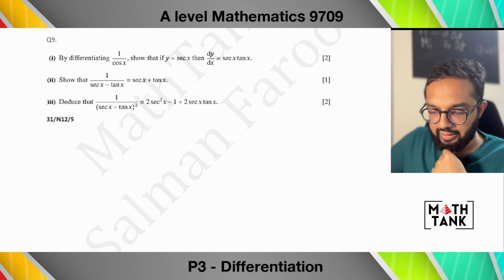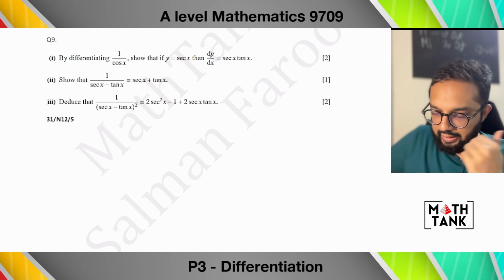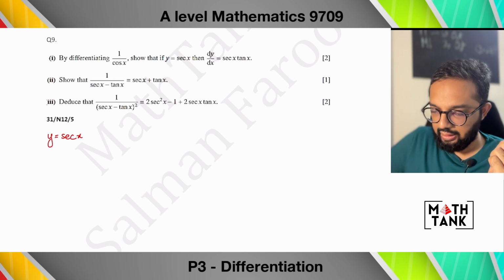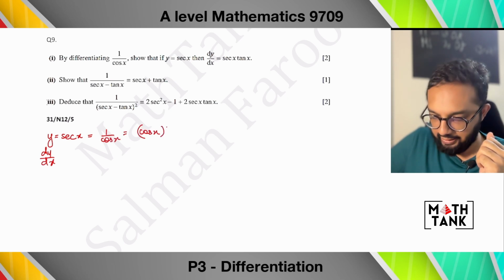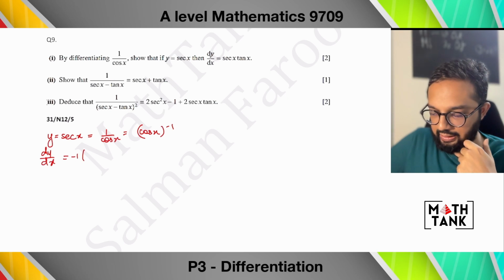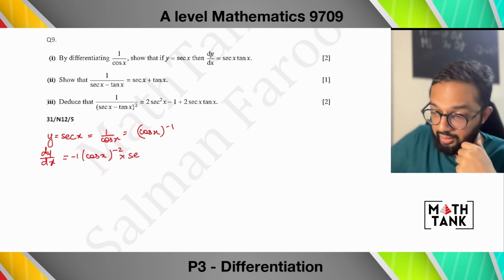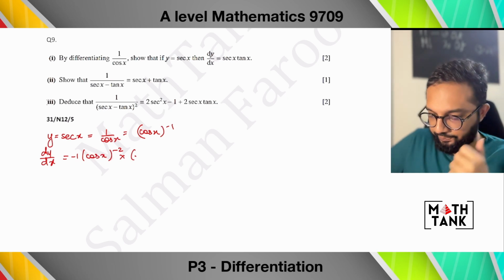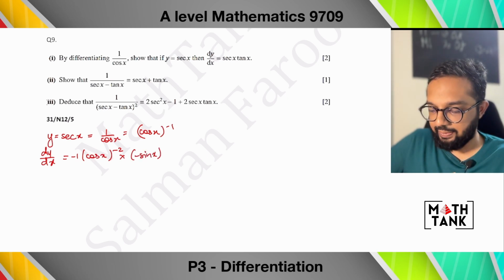Okay, question number 9 says by differentiating 1 over cos x, show that y equals sec x. Then dy by dx is this. I bring cos x up and I say that this is cos x to the power minus 1. So this becomes minus 1 cos x to the power minus 2 into minus sine x. The differential of cos x is minus sine x. So this gives me sine x divided by cos square x.